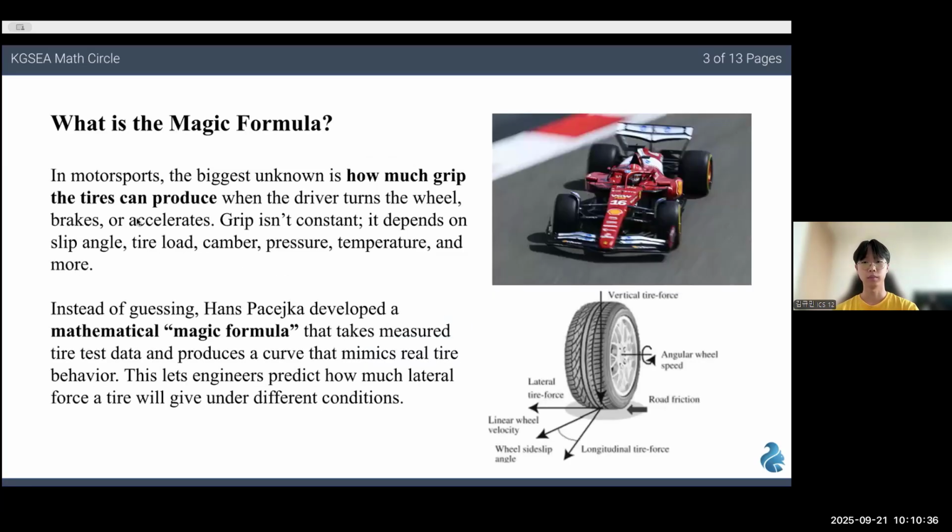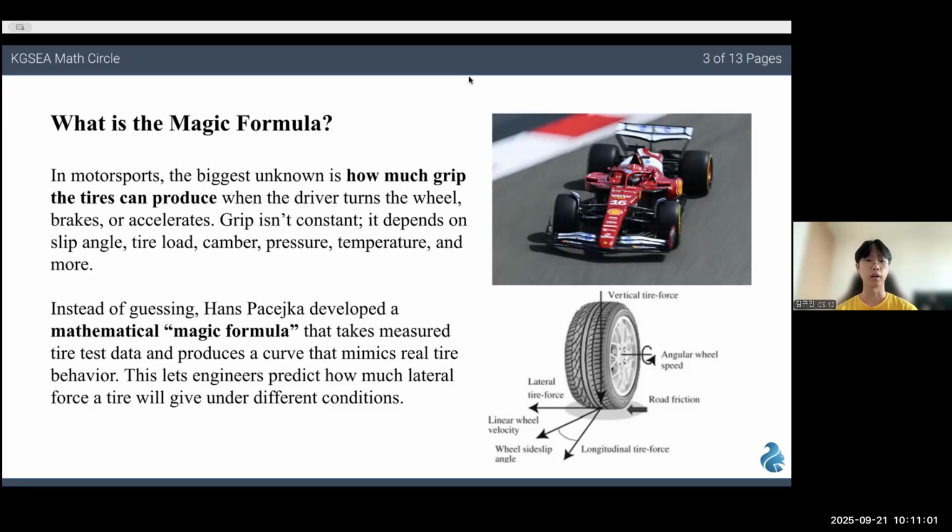To begin, you are probably wondering what the magic formula is. To understand the context behind this mathematical formula, you need some background on motorsports. In motorsports, the biggest unknown is how much grip the tires can produce when the driver turns the wheel, brakes, or accelerates. And grip isn't constant, it is constantly changing.